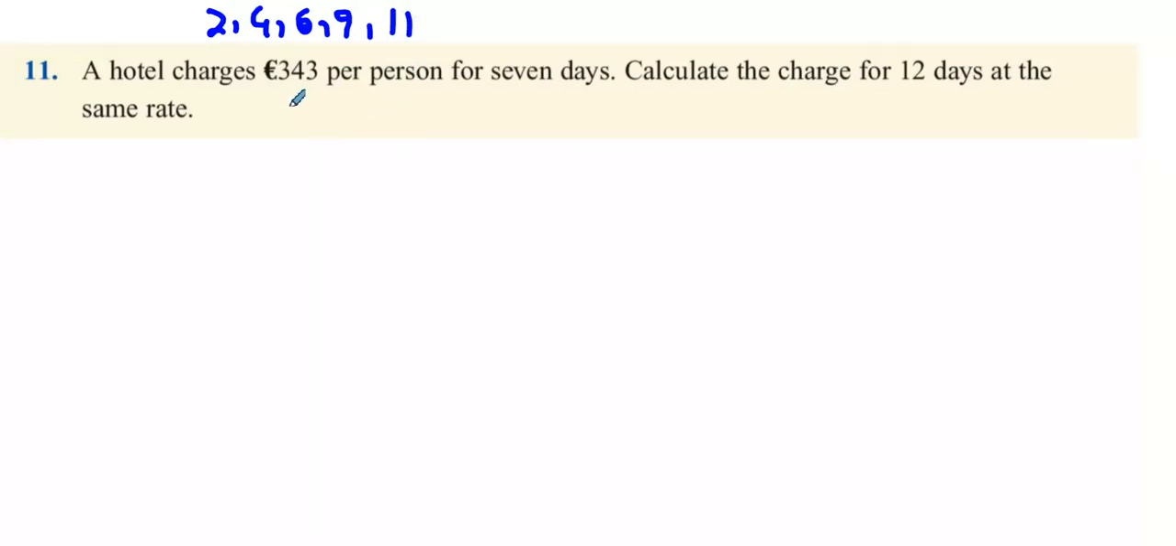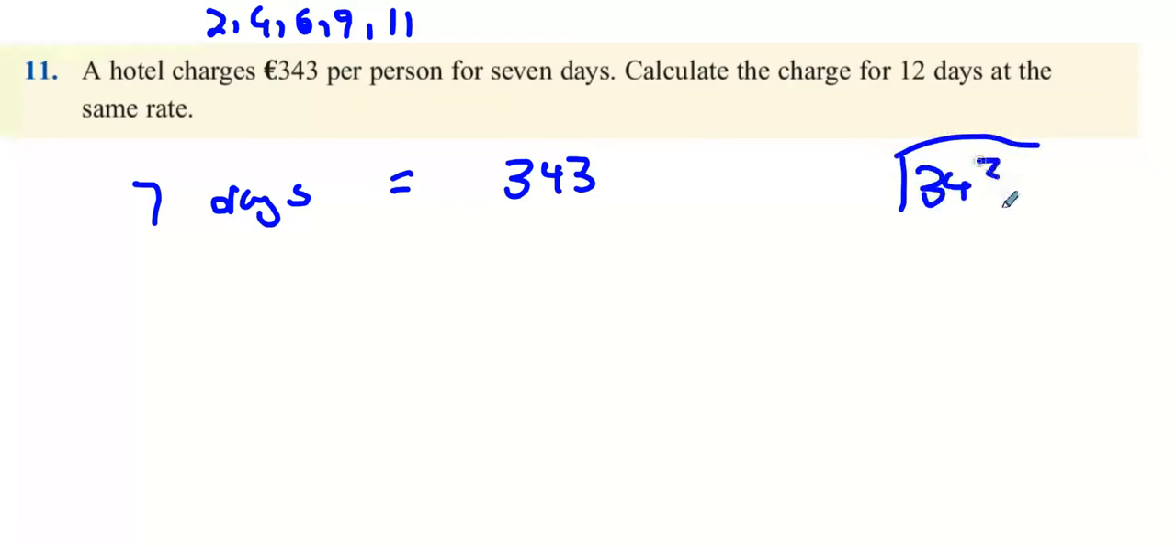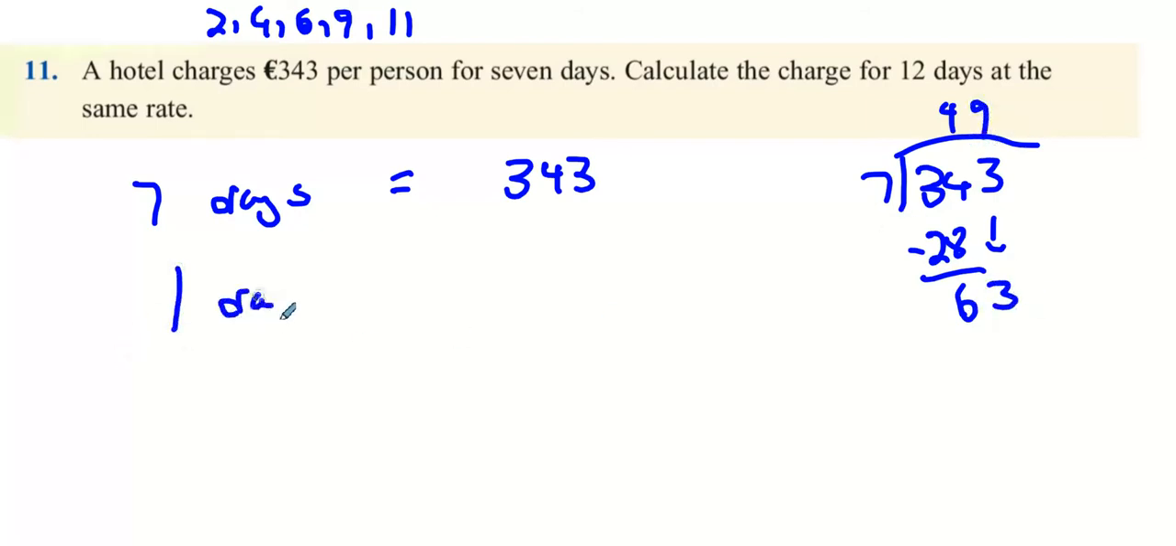A hotel charges €343 per person for 7 days. Calculate the charge for 12 days at the same rate. Alright, so 7 days equals 343. 343 divided by 7. It doesn't go into 3, it goes into 34 4 times to make 28. Take it away, you get 6. Drop the 3, you get 63. 7 into 63 goes 9 times. This means 1 day is €49.